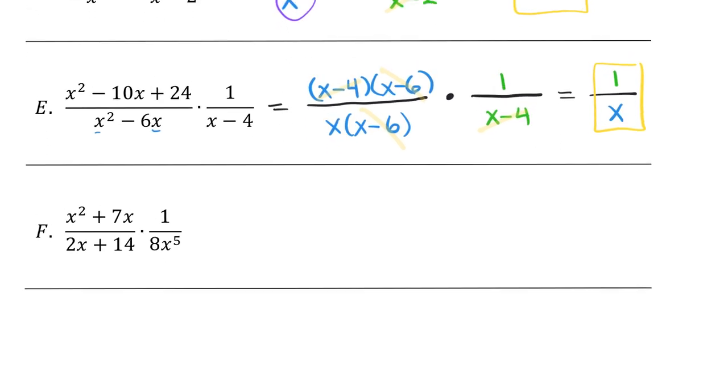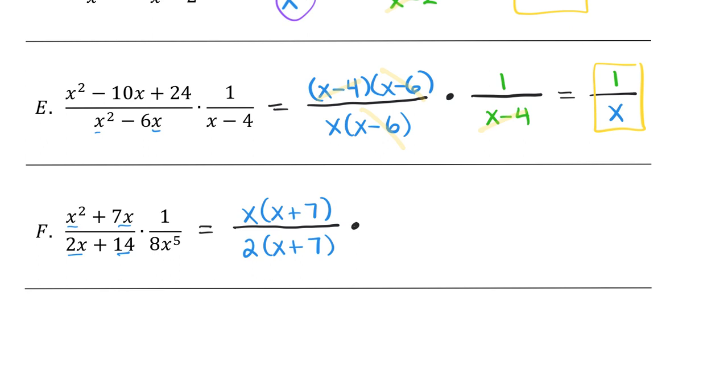Okay, let's do F. First fraction. I have x squared and 7x. They both have an x, so I'm going to put an x on the outside. x times x, x times 7. Okay, denominator, 2x and 14. I can take out a 2. 2 times x, 2 times 7.